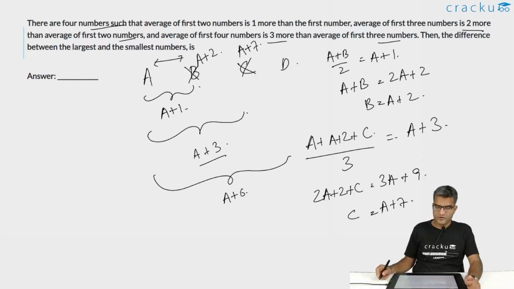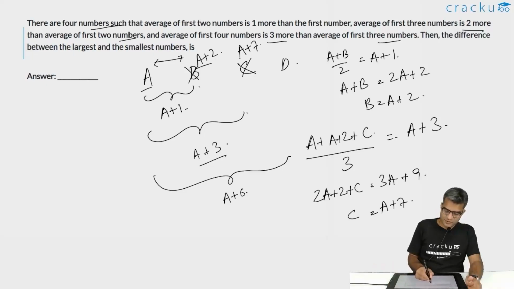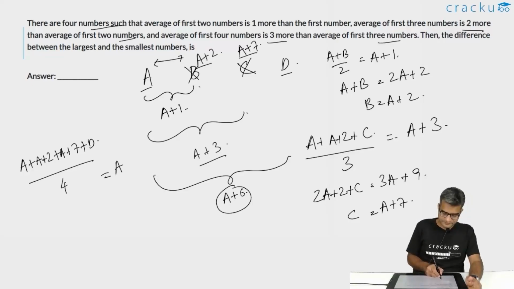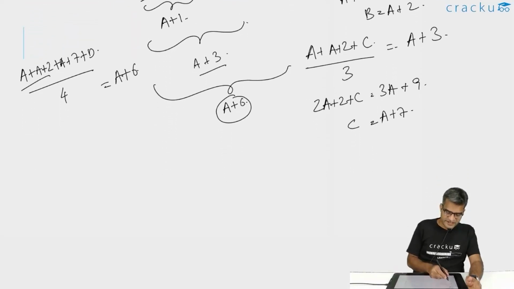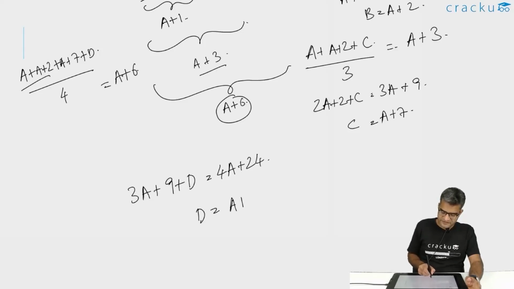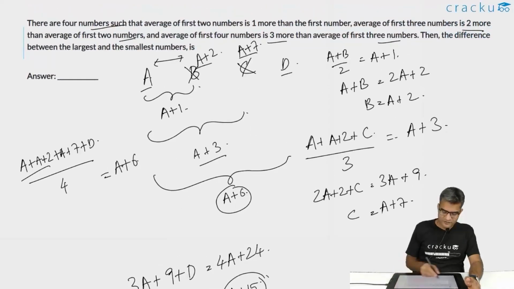And the average of the first 4 numbers is (A plus 2 plus A plus 7 plus D) divided by 4, which is equal to A plus 6. If you simplify, this is 3A plus 9 plus D is equal to 4A plus 24, or the value of D is equal to A plus 15. So the difference between D and A will be equal to 15.